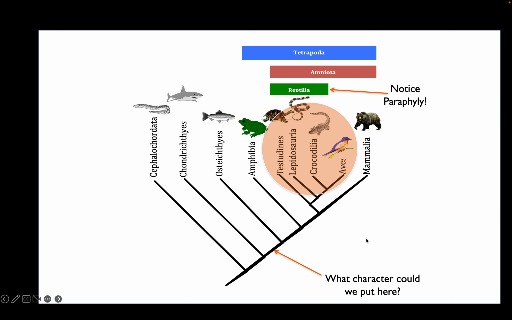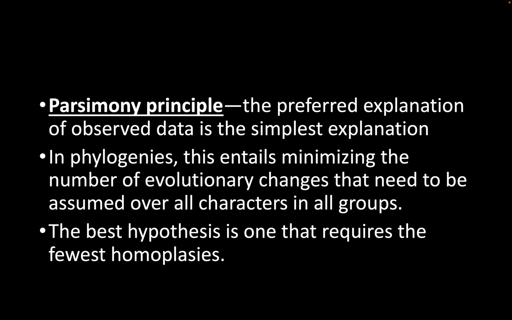So let's look here. What character could we put right here that would include osteichthyes and up? And you might say bones, a bony skeleton, right? Cartilaginous fish only have bone in their jaw. They don't have bones anywhere else. Right here, what could you put? Well, maybe limbs or lungs, right? And then if you were to grab birds and mammals, which I don't know why you would, but let's say you were grouping by wings and you chose bats and birds, that would be a polyphyly. That's an analogy, convergent evolution.